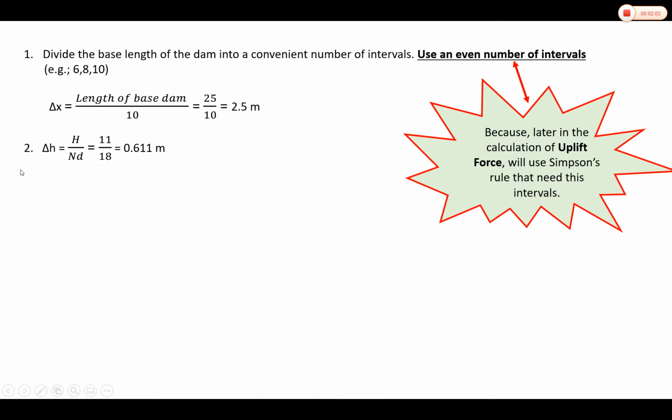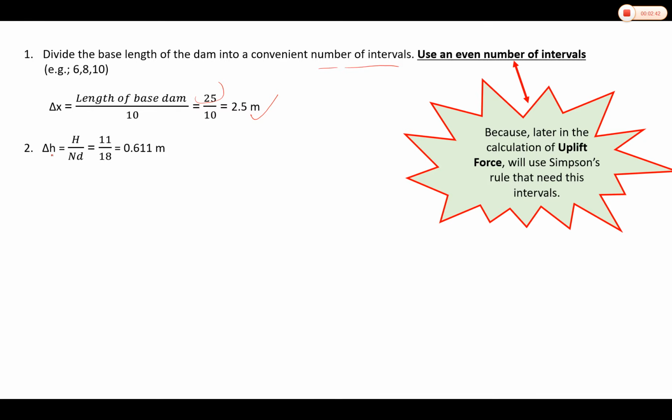So now what is the step? The first step, we need to divide the base length of the dam into a convenient number of intervals. Use an even number of intervals, for example 6, 8, 10, not odd numbers like 5, 7 and 9, because later in the calculation of uplift force we will use Simpson's rule that needs these intervals. In this example the length of the base is 25, so I divided by 10. Each interval will have the distance delta x of 2.5 meters.